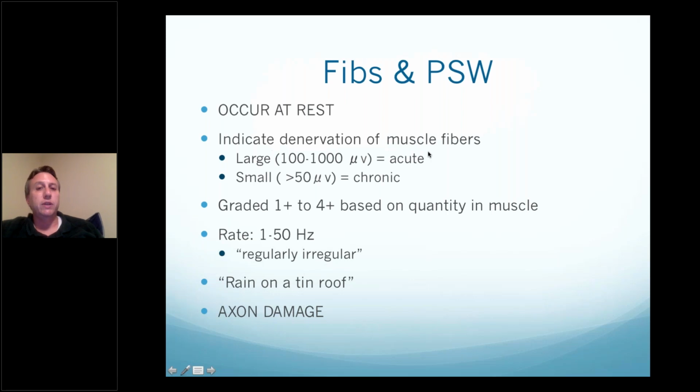In an acute injury or an acute denervation, they'll be on the larger side, anywhere from 100 to 1,000 microvolts. While as it gets more chronic, they'll get a lot smaller, about 50 microvolts. So they get much smaller as the denervation persists, because the active cellular process starts to degrade, and you lose that excitability of that muscle tissue.